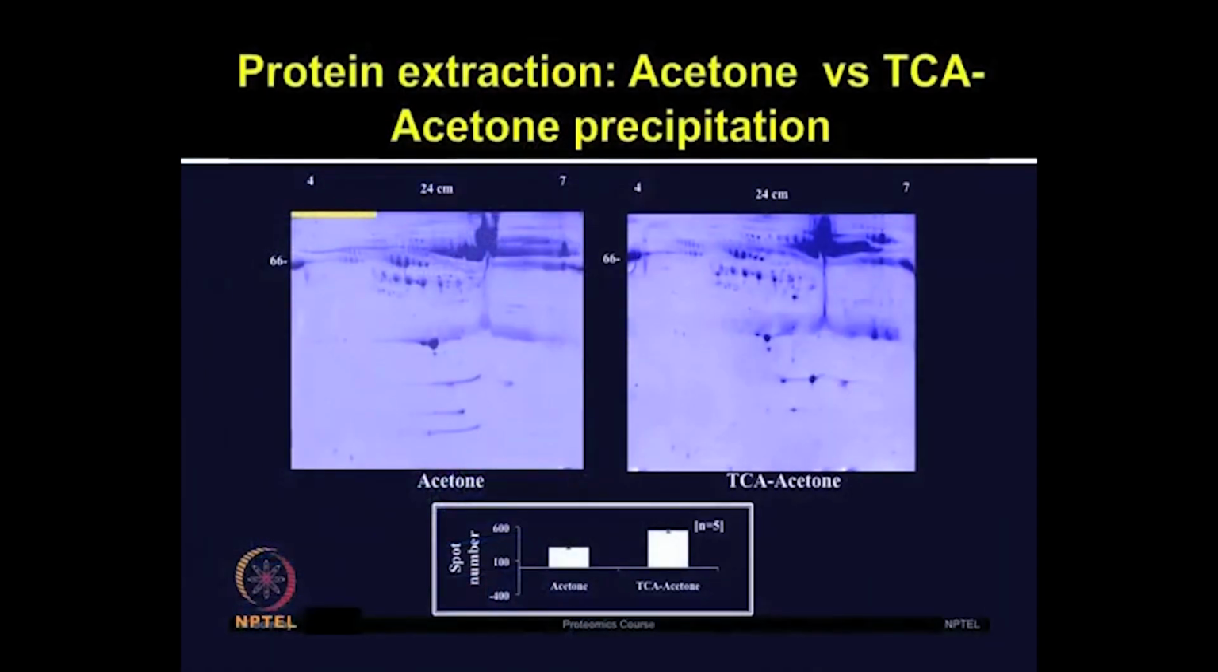So, we used this modified procedure of TCA acetone precipitation, where we used depleted, desalted and sonicated serum. We also compared the effect of acetone alone or TCA acetone precipitation. As you can see in this slide, the left one is showing the overall protein spots present in the acetone alone treatment, and the right side shows the TCA acetone precipitation. Overall, more spots were resolved on the TCA acetone precipitated gel.